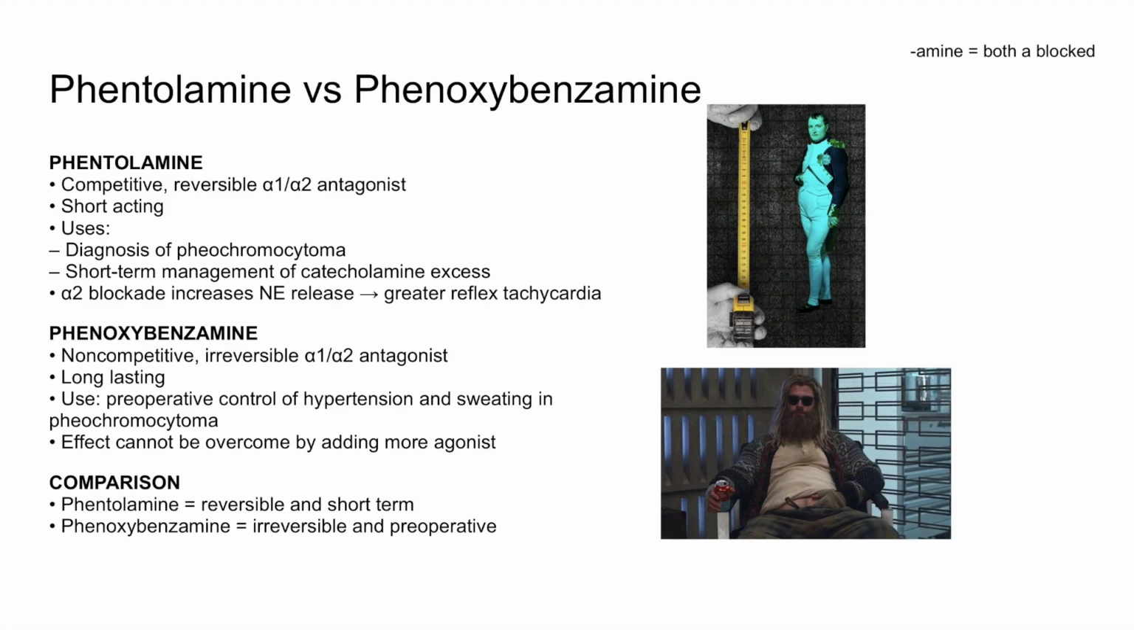All right, so phentolamine versus phenoxybenzamine. So phentolamine and phenoxybenzamine both block alpha-1 and alpha-2 receptors, but they differ greatly in duration and reversibility. So phentolamine is a competitive antagonist, meaning it binds reversibly and can be displaced when catecholamine concentration rises. So its rapid, short-lived duration makes it useful when temporary control of catecholamine-mediated vasoconstriction is needed, such as an acute pheochromocytoma-related hypertensive episode or local vasopressor extravasation.